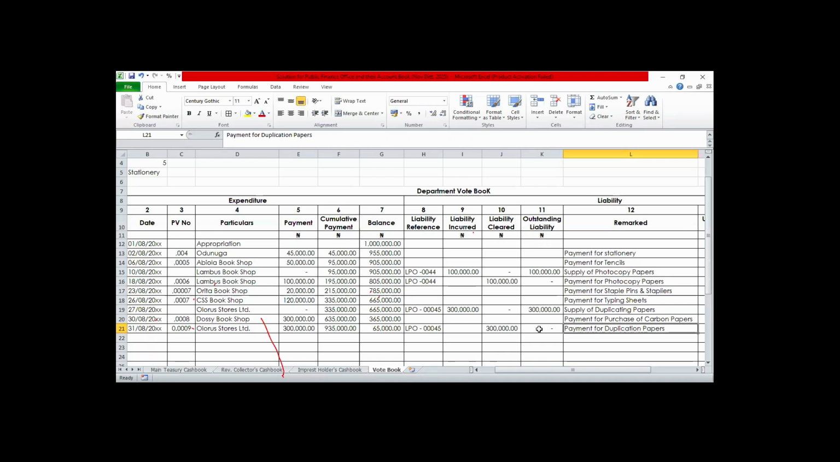Excuse me, sir. Is it only in the ministry that they prepared this book? Yes. Who can see it? Where are they submitting it to? It is meant to be monitored by the head of the ministry, and the Accountant General also has oversight on that. It's part of the books of accounts to be managed in the ministry.